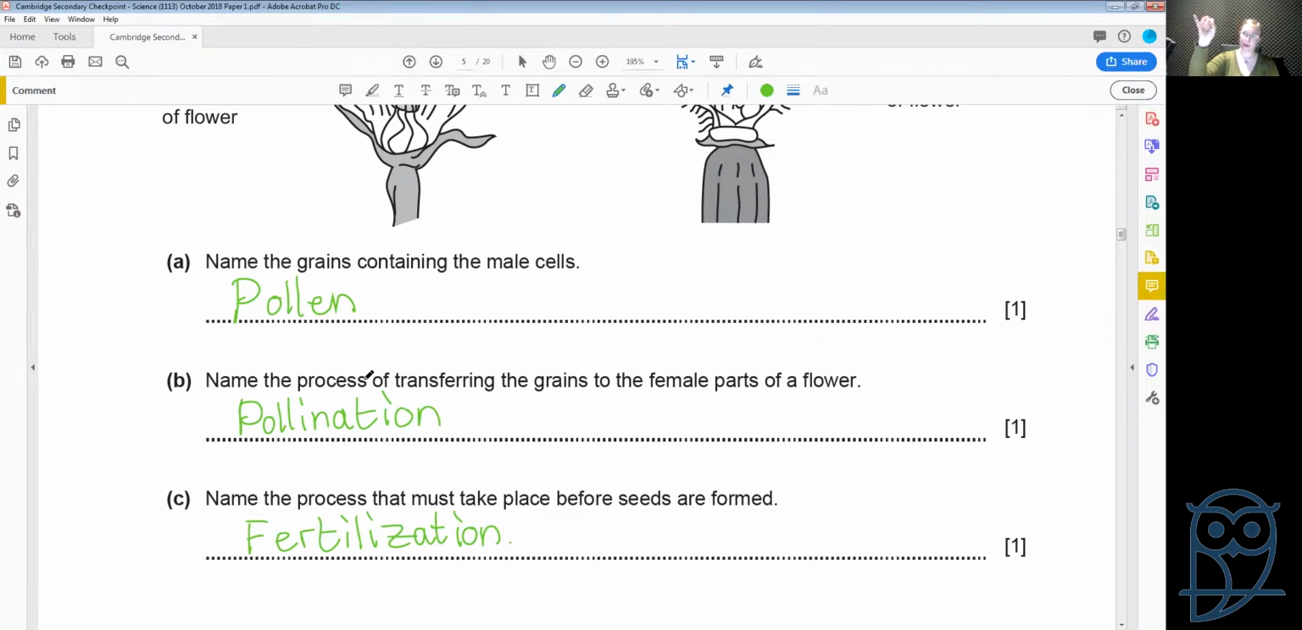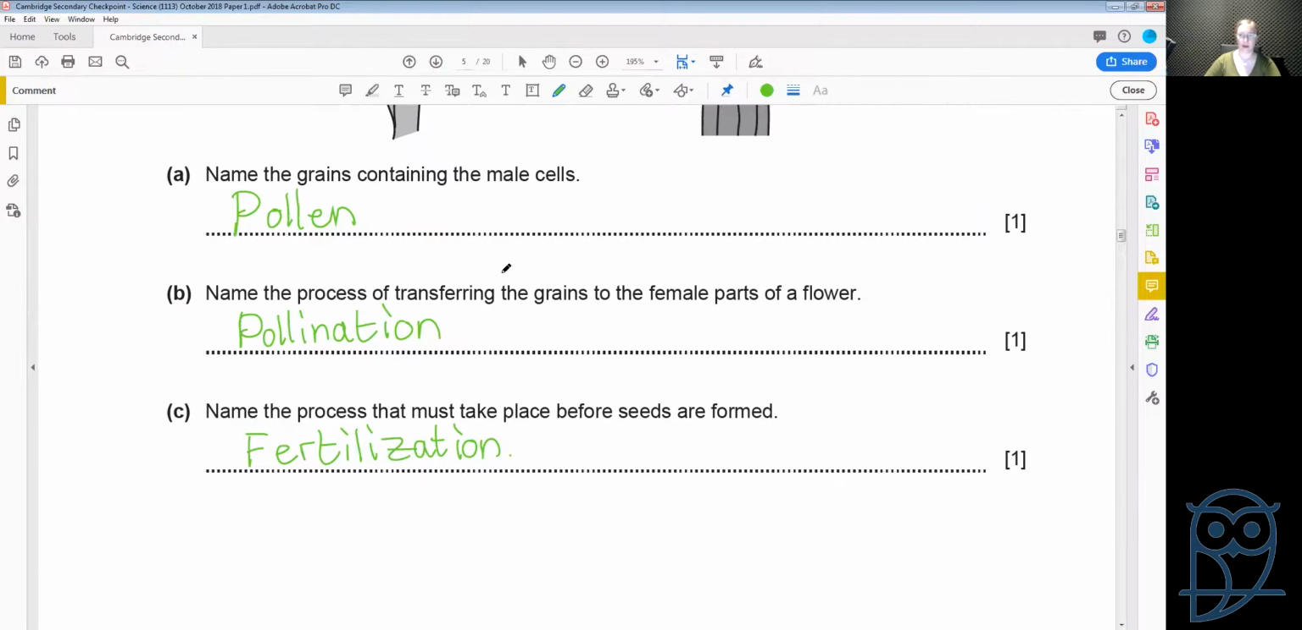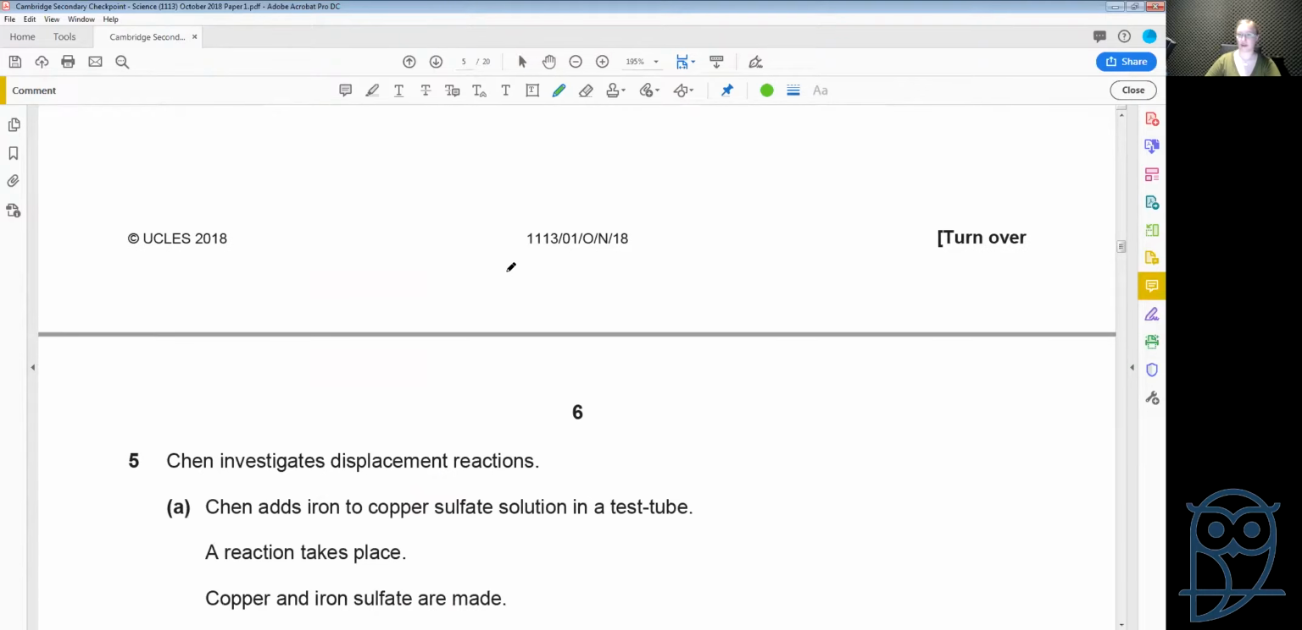Fertilization is when that male cell travels down and reaches the ovum, where it will combine to form a complete cell that can then start dividing and forming the seed.